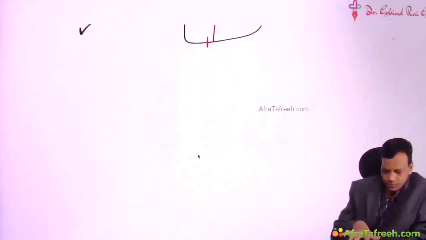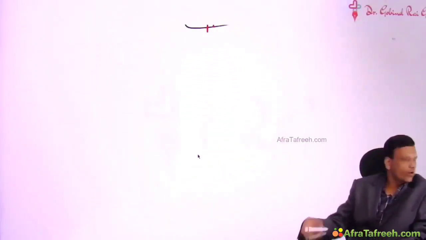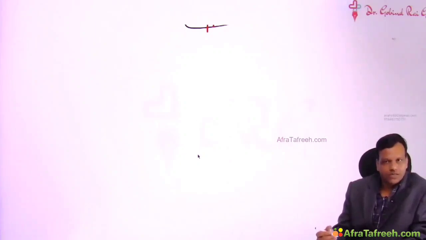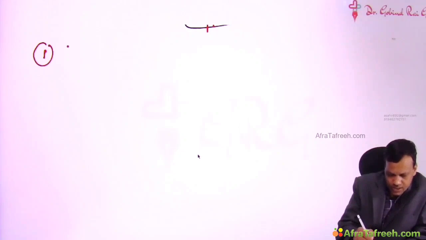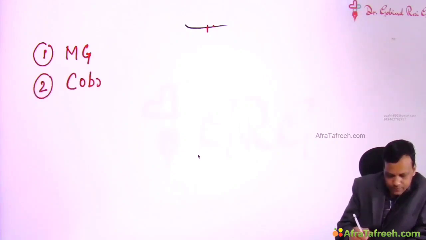So this is the first use of the cholinergic drug neostigmine, or we can say water soluble drugs. There is another use. So first is myasthenia gravis. Then the second use is cobra bite.